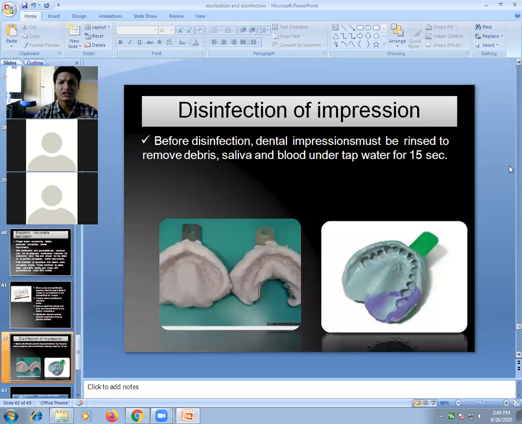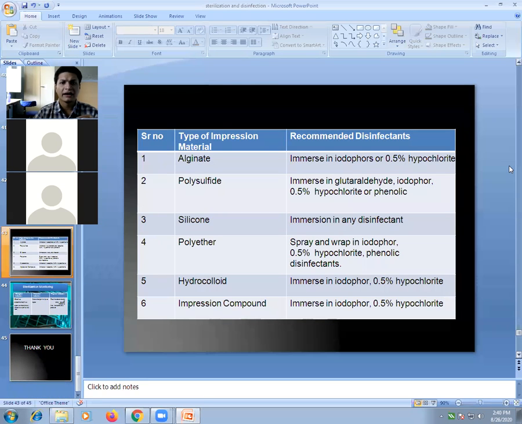The next thing is disinfection of impressions. Before disinfection, dental impressions must be rinsed under tap water for 15 seconds to remove debris, saliva, and blood. And this is a chart in which they have shown that if the type of impression material is alginate, we can use iodophors or 0.5% hypochlorite. If the impression material is polysulfide, again we can use iodophor and 0.5% hypochlorite solution.